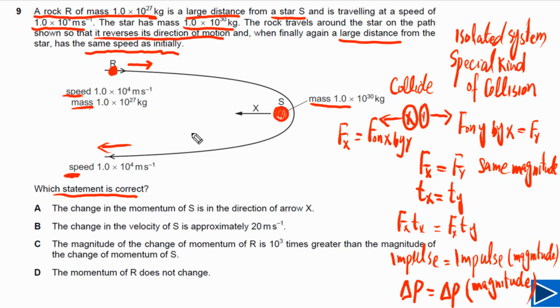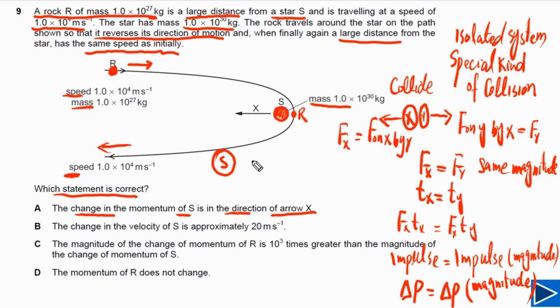Now, first of all, let's look at option A. What is option A telling us? Option A is simply telling us the change in momentum of S is in the direction of arrow X, meaning the change in momentum for the star is to the left. So let me redraw here. This one is our star, we can say this is S. At this point, the rock is at this point.